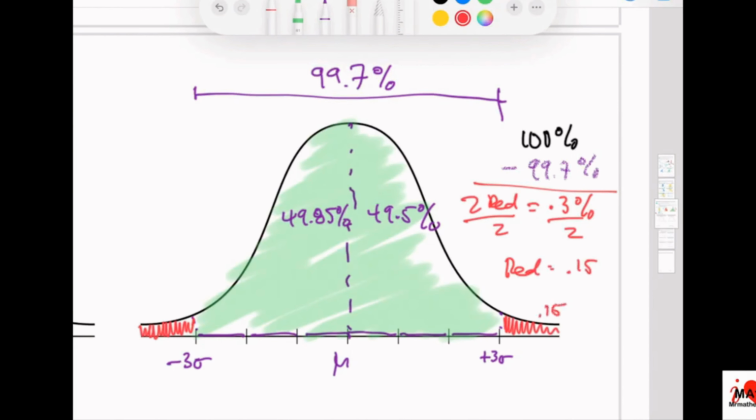So if you add up all these areas together, let me get a different color. Let me get yellow. 0.15 plus 49.85 plus, that one's to say 49.85.